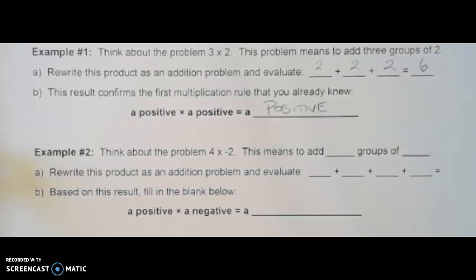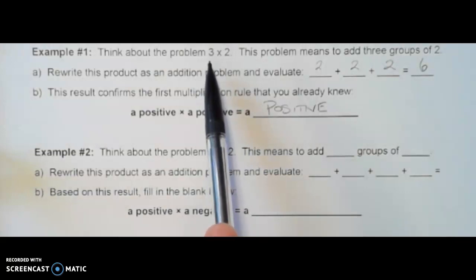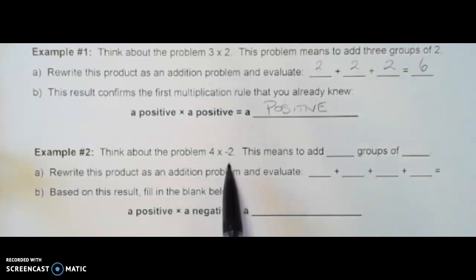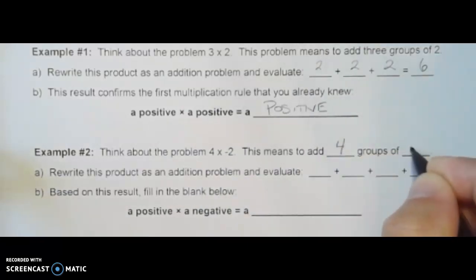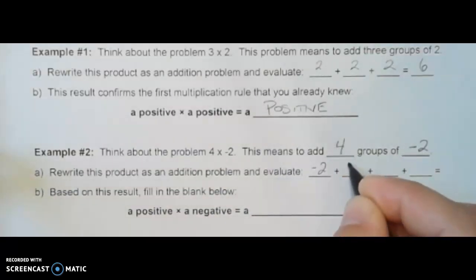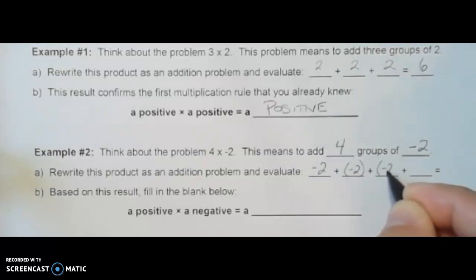So now that we've reviewed a positive times a positive, let's start to incorporate negative numbers into our examples. In example 2, think about the problem 4 times negative 2. This means to add blank groups of blank. Well, again, remember up here, 3 times 2 meant to add 3 groups of 2. So 4 times negative 2 means to add 4 groups of negative 2. So we're going to rewrite this as an addition problem, and then we're going to evaluate it. I need to have 4 groups of negative 2. So I'm going to have negative 2 plus negative 2 plus negative 2 plus negative 2.